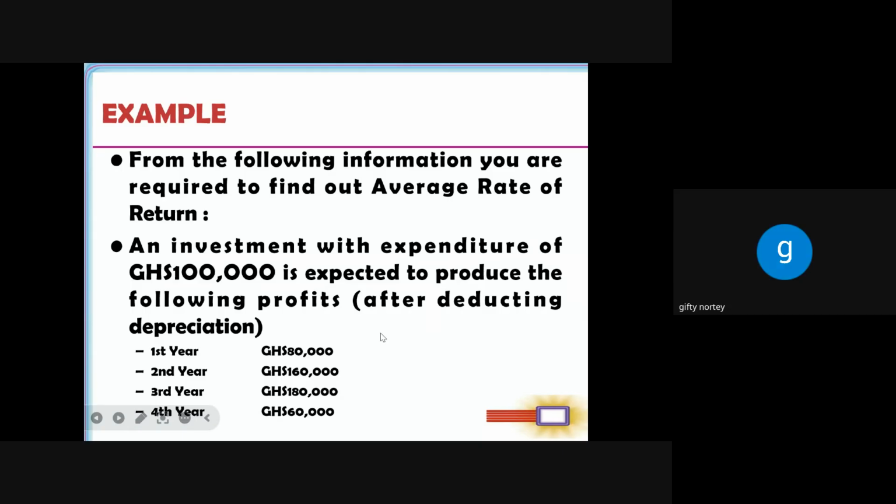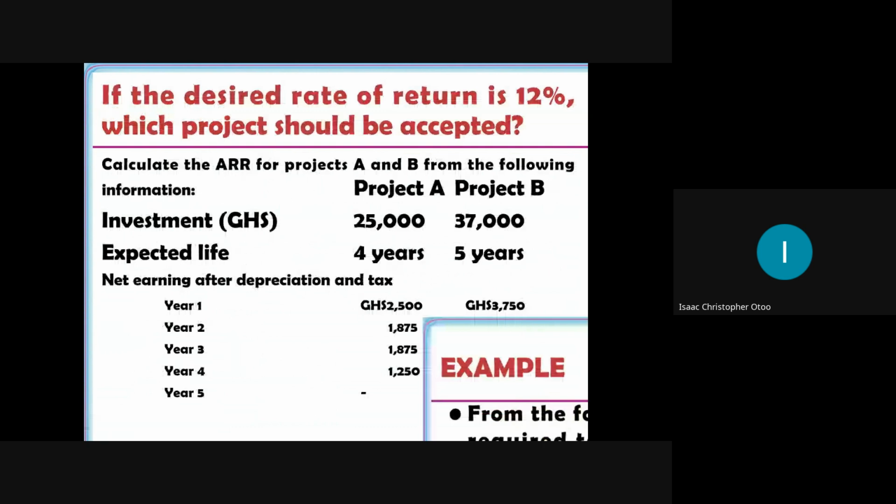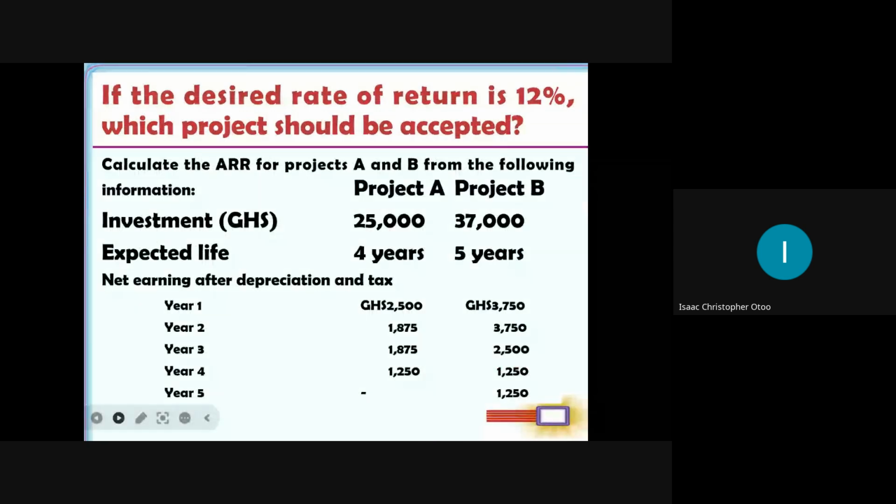Sir, I had 120,000. I also had 120. Because when you add the total observations, you had 480, and the number of observations is 4. So when you divide it, you have an average of 120. Okay, let's see.